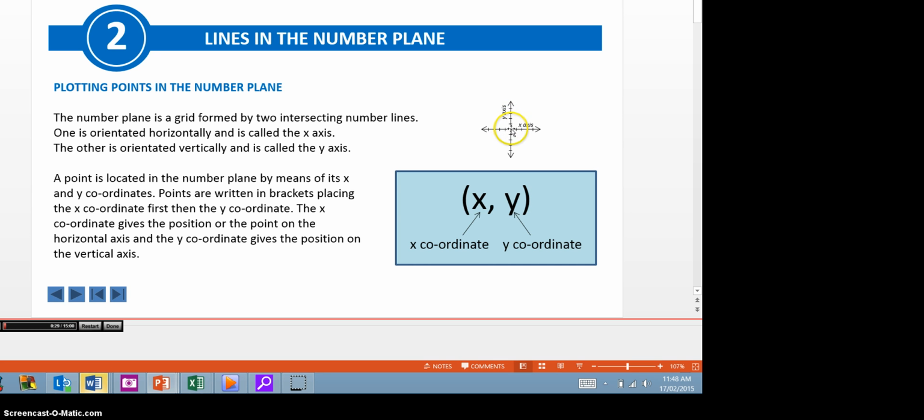We always start at the origin, which is this point in the middle, and using our x coordinate first and then our y. So if we work right or left, so if it's a positive value for x or a negative value for x, we move accordingly. And then we move up if it's a positive y value, or down if it's a negative value.